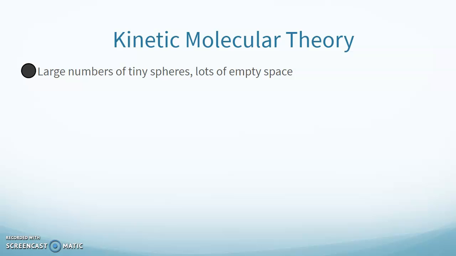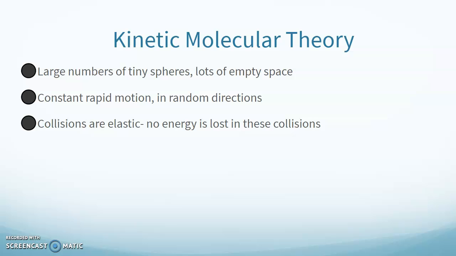So our kinetic molecular theory is saying that we have a large number of tiny spheres of gas, with lots of empty space between them. Those gas molecules are in constant rapid motion. They move in random directions. They bounce off each other. They'll bounce off the walls of a container. No energy is lost during those collisions. We call that elastic. There's no attraction or repulsion between those particles.